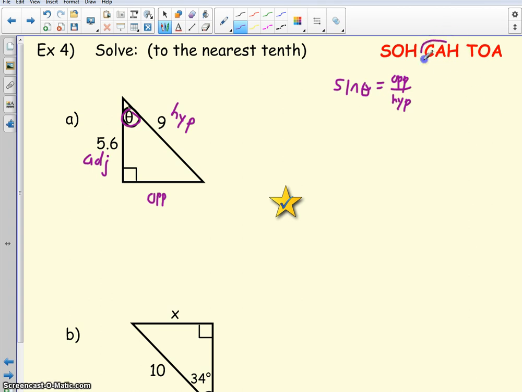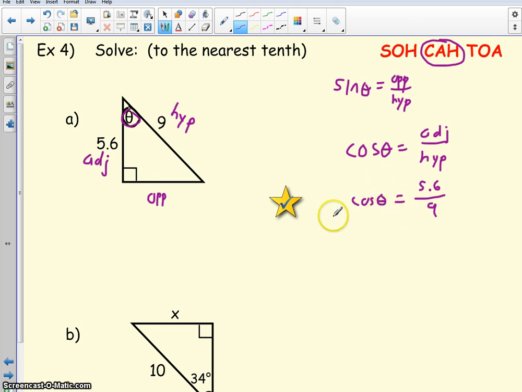And in this case, it's going to be cosine, because the cosine of theta will be your adjacent over your hypotenuse, and both of these sides are ones that we know already from what was given. So our adjacent side is a length of 5.6, and our hypotenuse is a length of 9. So the only unknown in this equation is the angle theta. Once we have this ratio set up, we just need to solve for the unknown.